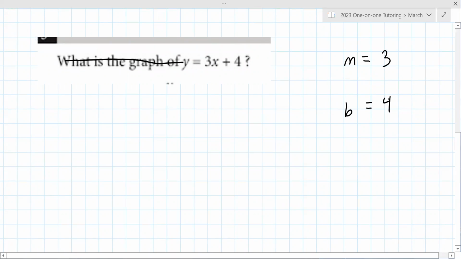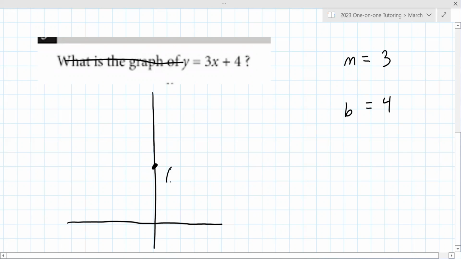Now, when you graph, if you wanted to graph something like this, do you remember if you start with the B or the M? Yeah. You start with B, the y-intercept. So you got 1, 2, 3, 4. Actually, let me lower this line here so we have some room for that. Okay, so you start with the B value.